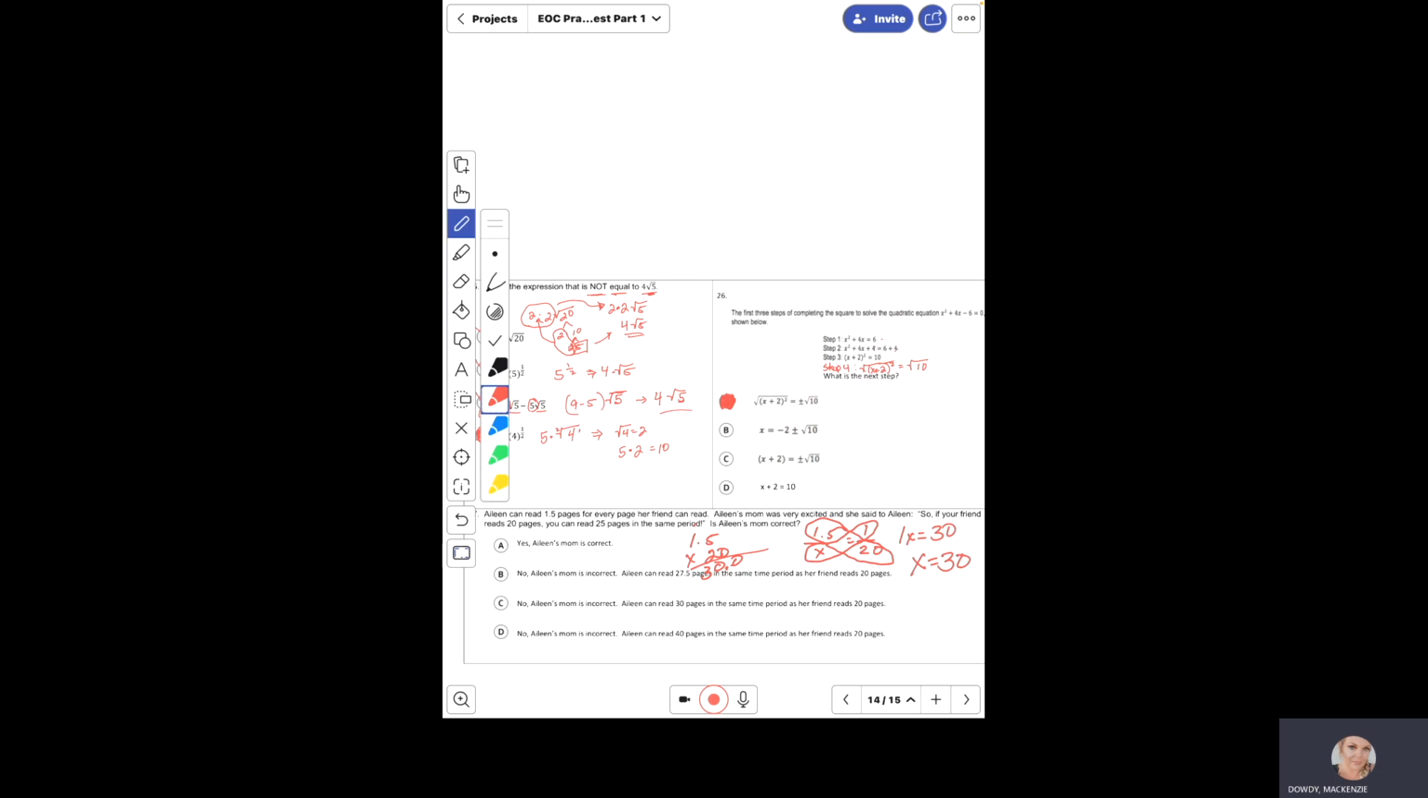So A, Eileen's mom is correct. No, Eileen's mom is incorrect. Well, she is incorrect, but it says Eileen can read 27.5 pages in the same time period her friend reads 20. That's not correct. C, her mom is incorrect. Eileen can read 30 pages in the same time period. That is correct. Or the last one, D, says 40 pages. No, that's also incorrect. So your answer for that one is C.